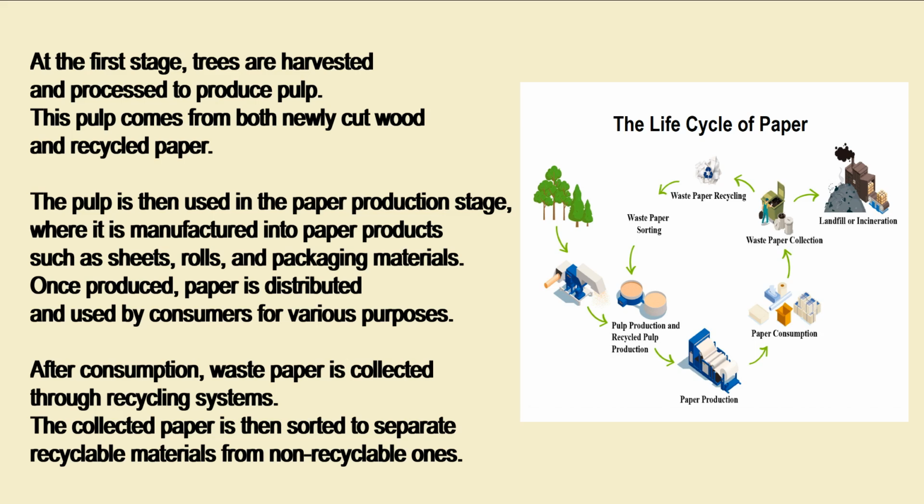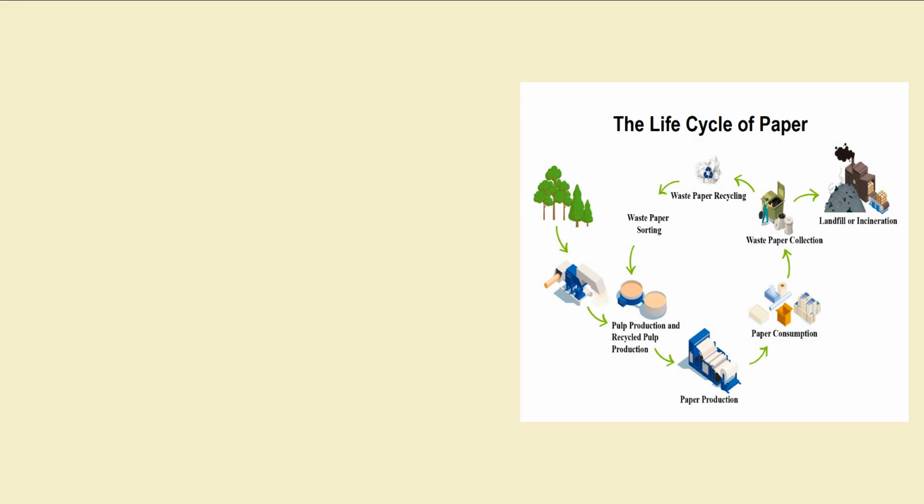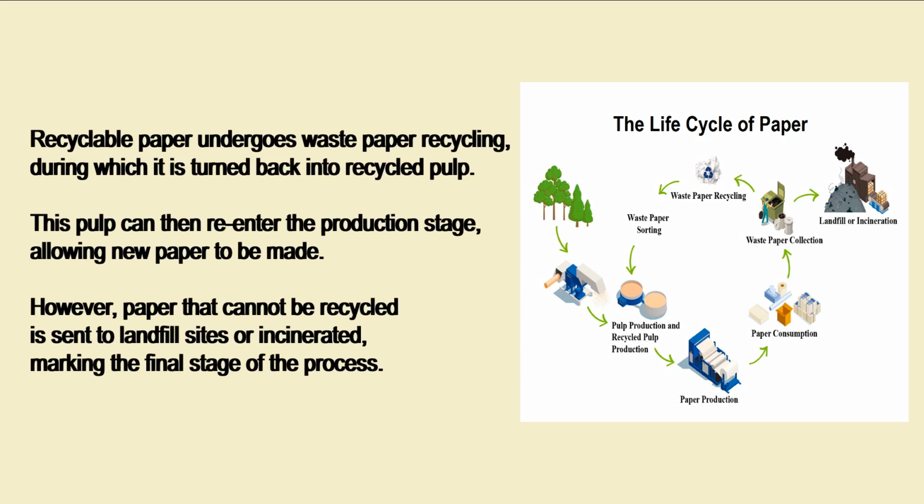After consumption, waste paper is collected through recycling systems. The collected paper is then sorted to separate recyclable materials from non-recyclable ones. Recyclable paper undergoes waste paper recycling, during which it is turned back into recycled pulp. This pulp can then re-enter the production stage, allowing new paper to be made. However, paper that cannot be recycled is sent to landfill sites or incinerated, marking the final stage of the process.